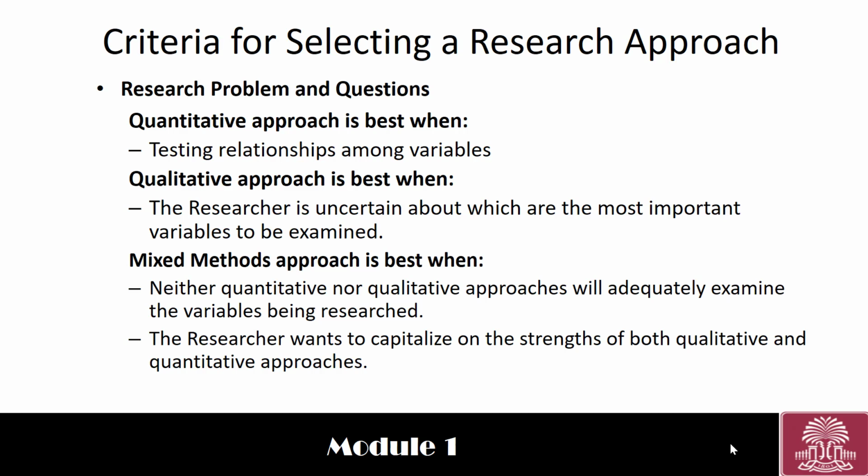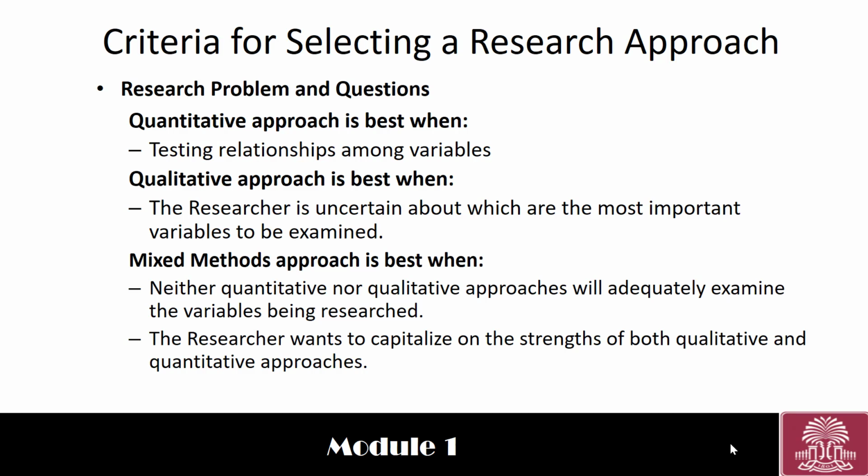Qualitative approach is best when the researcher is uncertain about which are the most important variables to be examined. For instance, I am giving a behavioral rating scale to teachers at school. I want to know the teachers' perceptions about the form. Do they like it? Do they have any suggestions to improve the instrument? I only have this general question and a few sub-questions, which may lead me to a qualitative study.